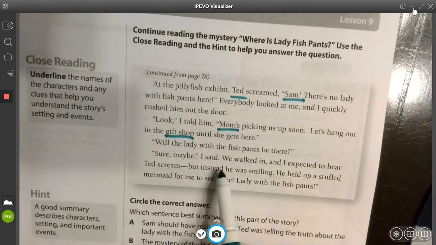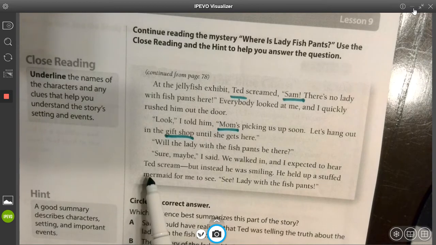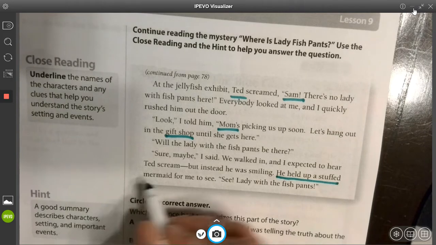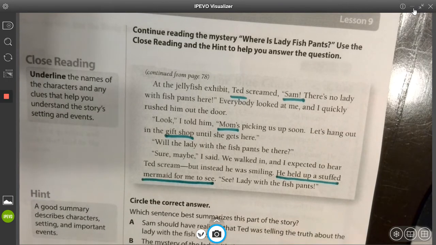Will the lady with the fish pants be there? Sure, maybe, I said. We walked in and I expected to hear Ted scream, but instead he was smiling. He held up a stuffed mermaid for me to see. See? Lady with the fish pants.